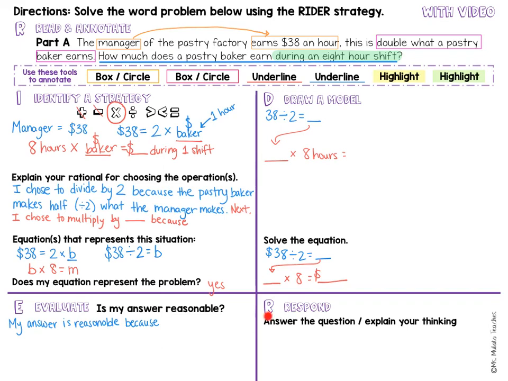Now we're going to R, respond. Answer the question and explain your thinking if the problem asks. So, the question is, how much does a pastry baker earn during an 8-hour shift? You are going to respond, a pastry baker earns, during an 8-hour shift. Go ahead and write your answer down. Pause the video while you do this. So now that you have this whole page finished and written on your paper, you can go to the next slide and type in your answers and annotate the question.